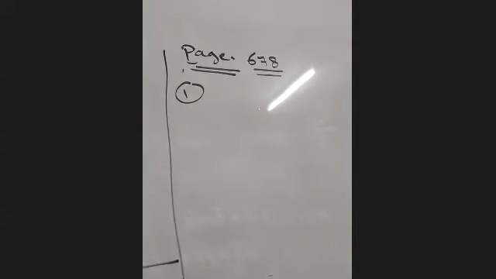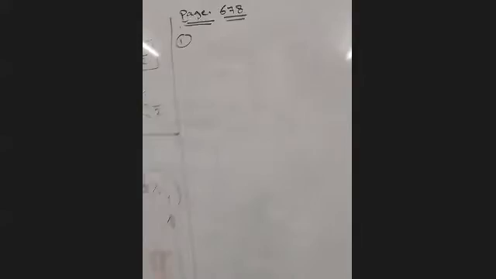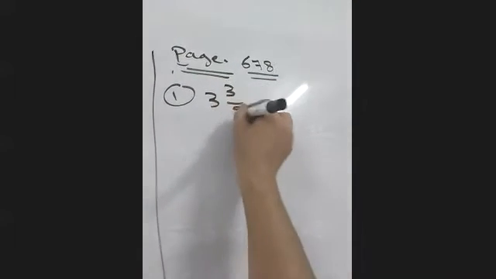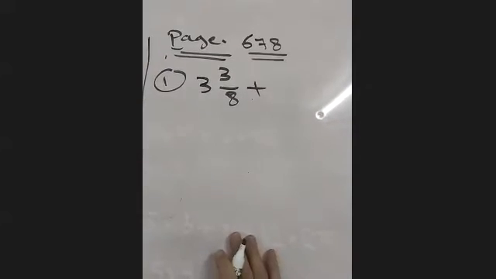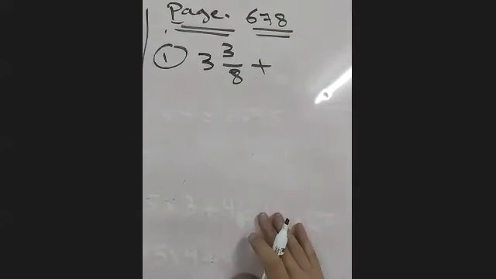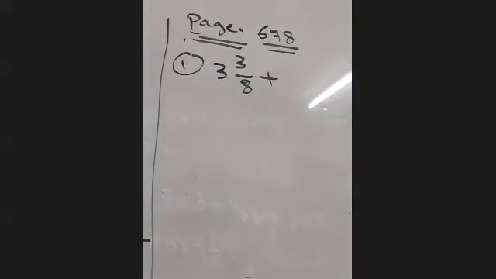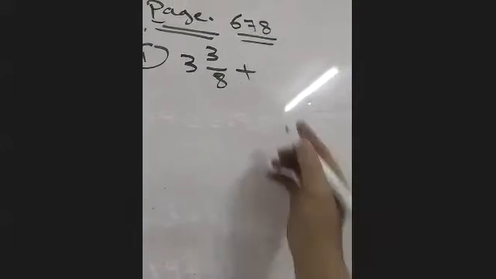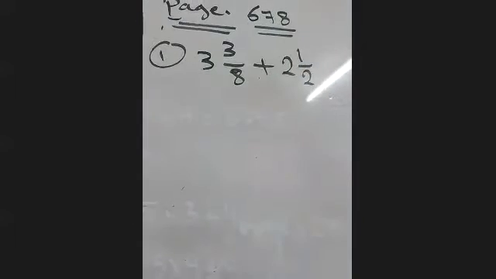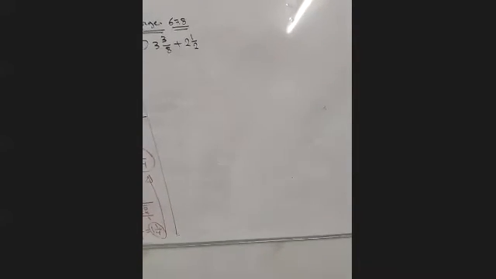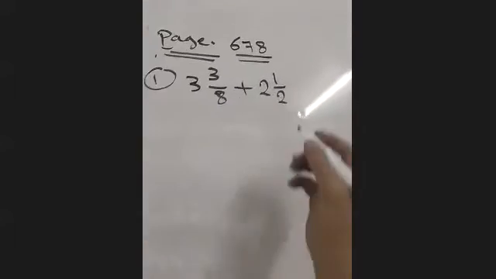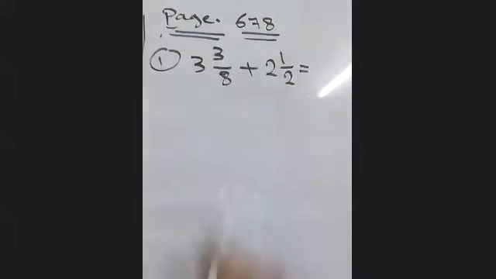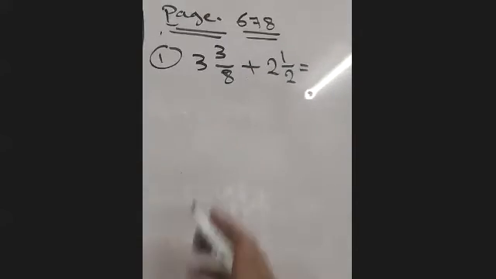3 over 8. What? 3 and 3 over 8. Good. 3 and 3 over 8 plus 2 and a half. Good. How do we add these two mixed numbers, Kinan? What will I do first? We add the whole numbers. So we add the whole numbers together, guys.